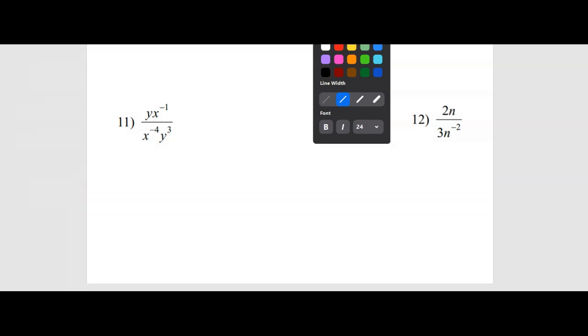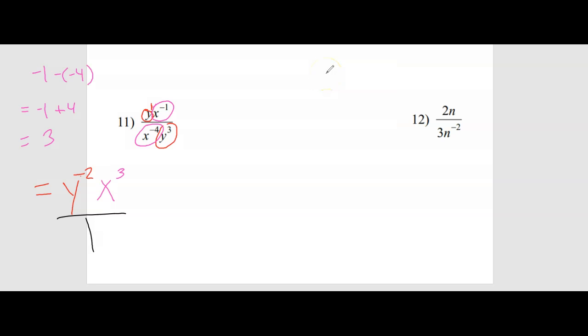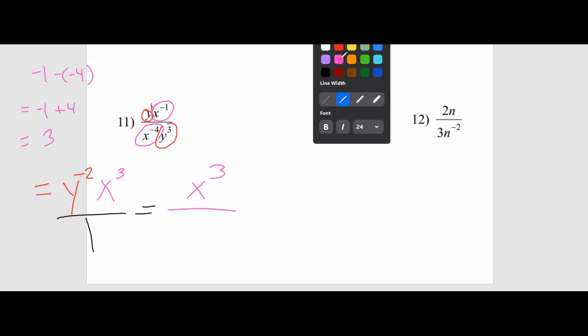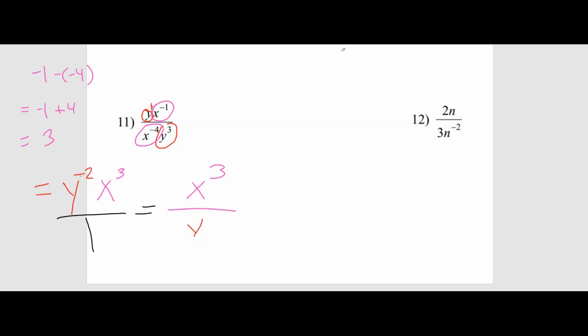So now let's figure out, what do I need to move? Well, my x cubed can stay right where it's at, right? Because that exponent's positive. It's the y to the power of -2 that needs to move to my denominator. So move the y to my denominator, make the exponent positive. So I get x cubed all over y squared.